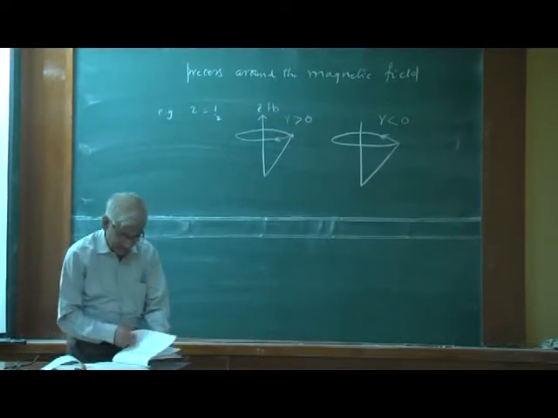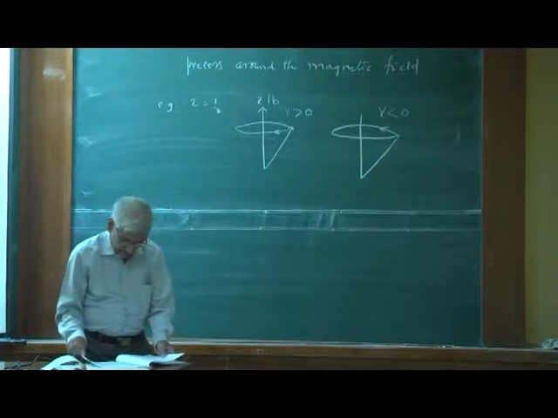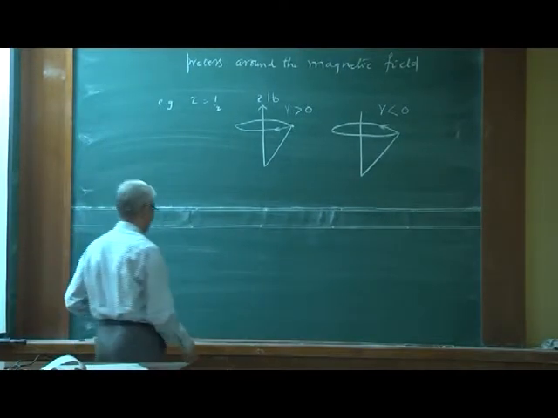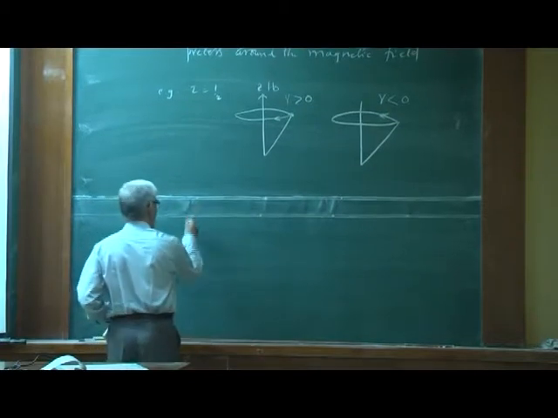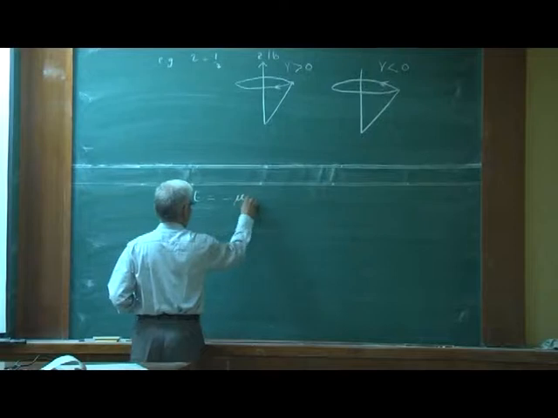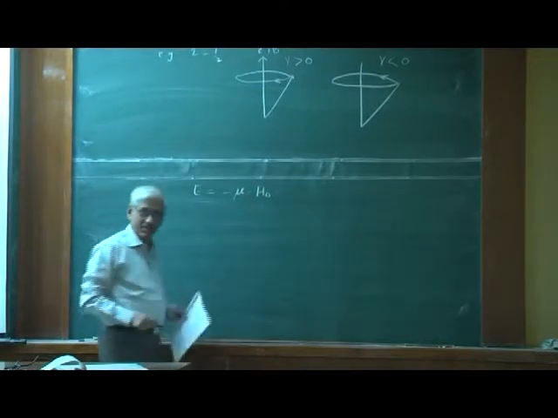Okay, and then we also looked at the same phenomenon in terms of the energy level diagram. In the presence of the magnetic field, there is an interaction energy which is represented as minus mu dot B naught.